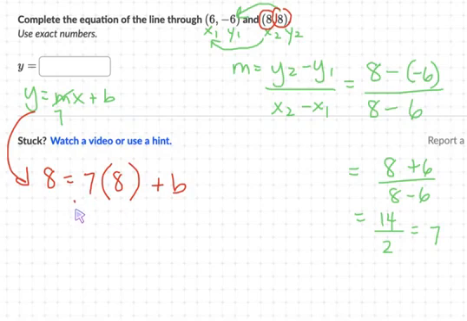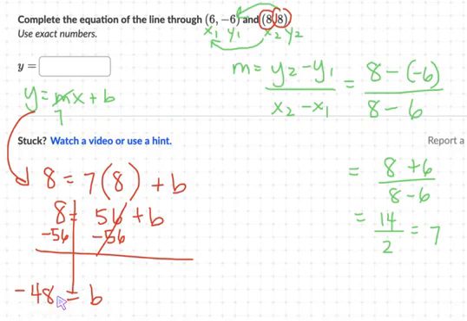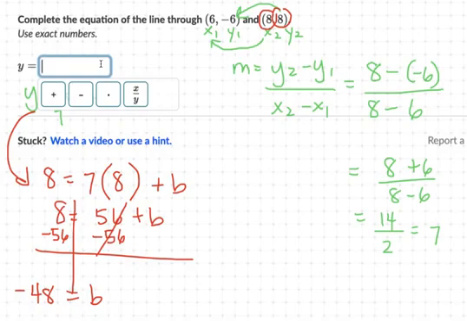Then I'm going to solve. So 8 equals 8 times 7 is 56 plus b. I need to solve for b by itself at the end. So I'm going to get rid of the 56 on both sides. 56 minus 56 is 0, so that's why I get b by itself. And 8 minus 56 is negative 48. And you can use your calculator to double check that. So b is equal to negative 48. My equation will be y equals 7x minus 48.